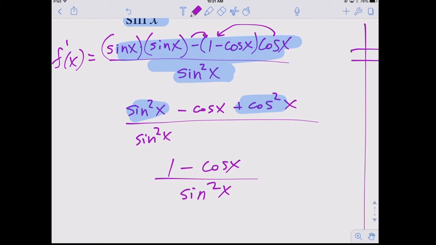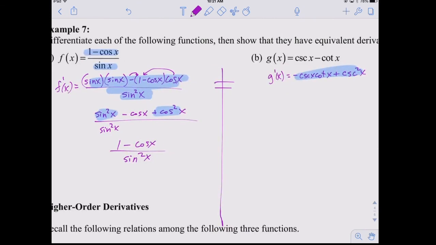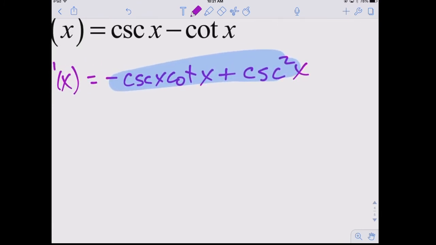Now from here, you might want to take a look at the other side, right? Keep your eye on your target. If you don't know where you're going, any road will get you there. We have a destination in mind. What would you do at this point last year? Would you keep trucking on the left-hand side? You might jump to the other side and say, hey, when in doubt, put everything in terms of sine and cosine. So let's do that over here.